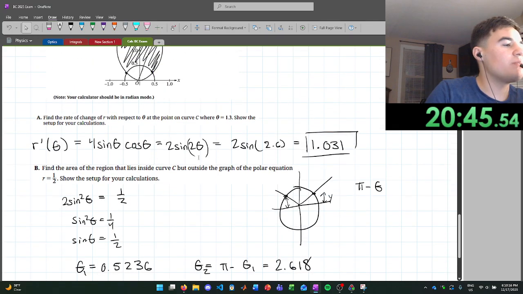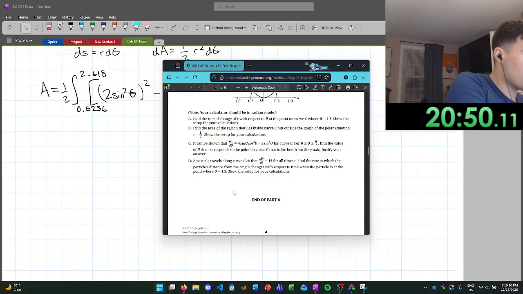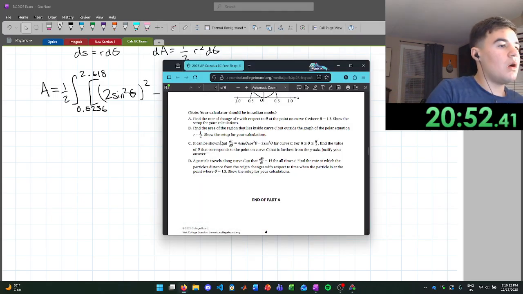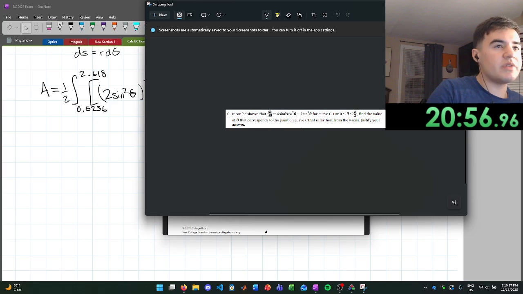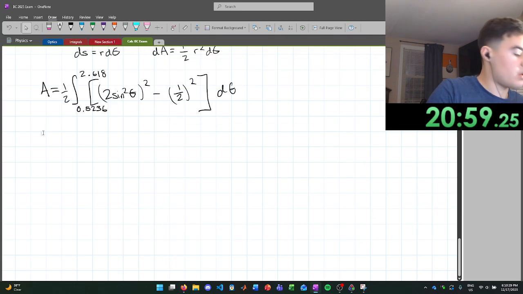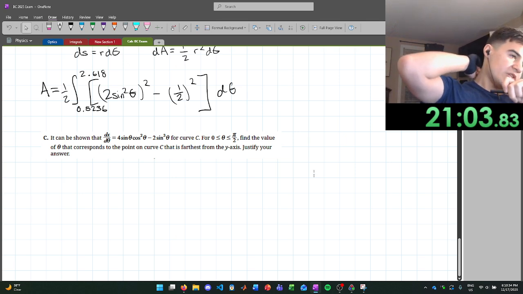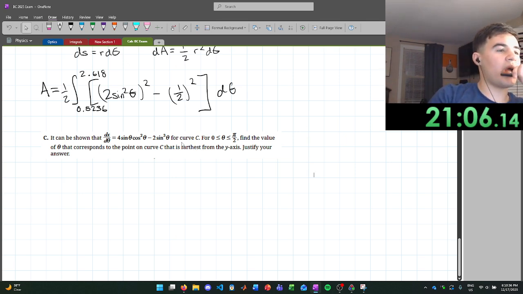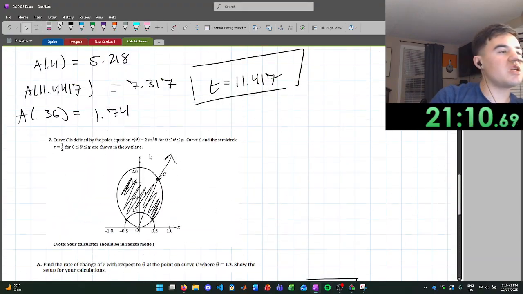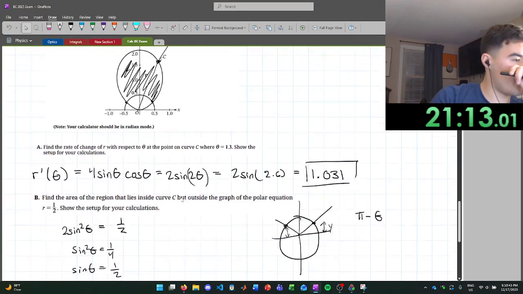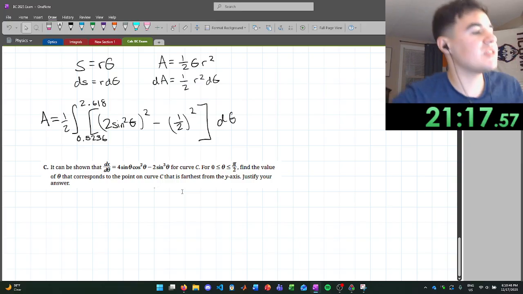Inside C, but outside 1/2. Okay, next question. Question C. It can be shown that dx d theta is equal to this. Find the value of theta that corresponds to the point on the curve C that is furthest from the y-axis. Justify your answer. So dx d theta represents the change in x value, right? The change in x value as our angle theta changes.